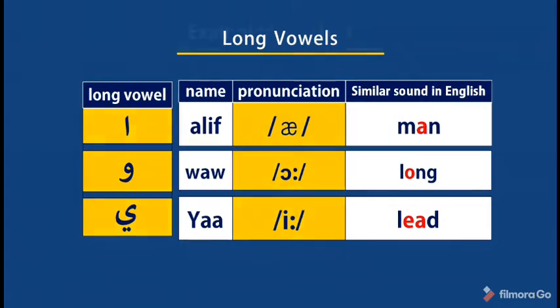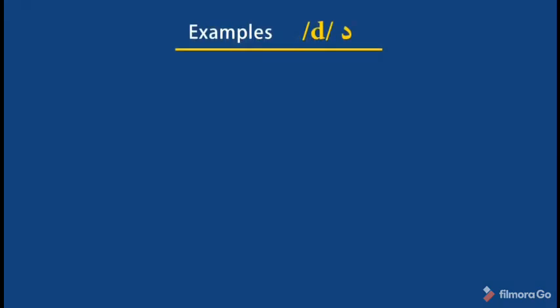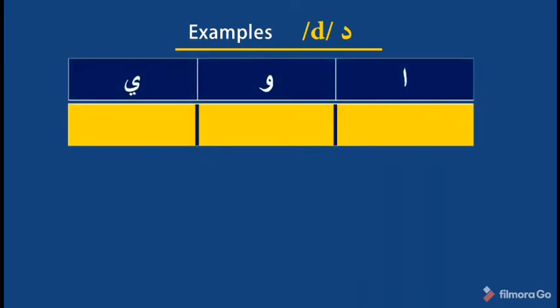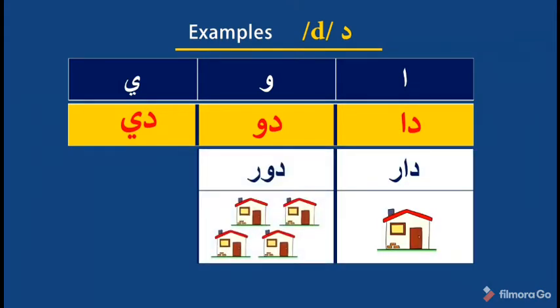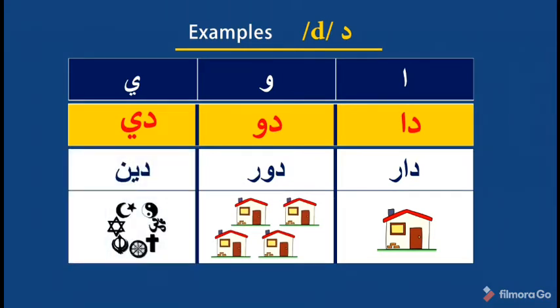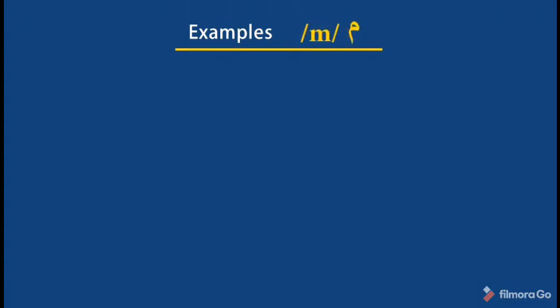Let's have some examples. This is the letter dal, which has the sound of d, just like the d of day or dad. And now I will add the long vowels to it. D and alif becomes da, D and waw becomes do, D and ya becomes di. So da, do, di. An example of da is dar, an example of do is dur, and an example of di is din.